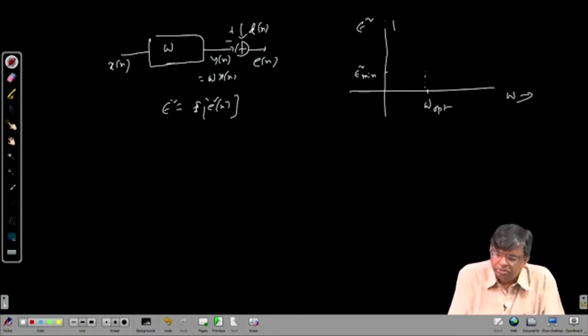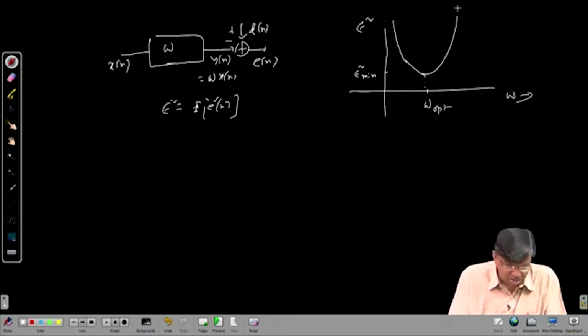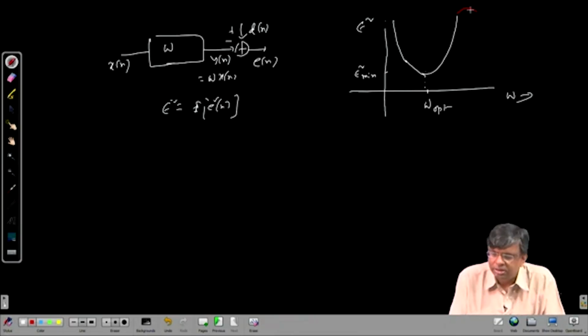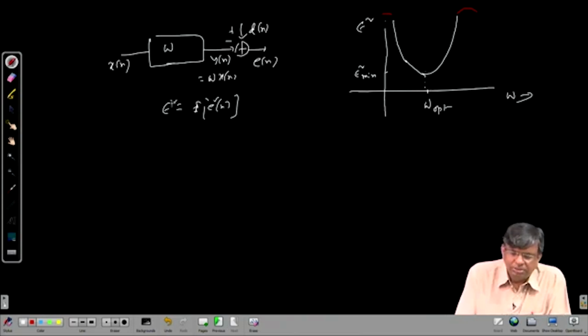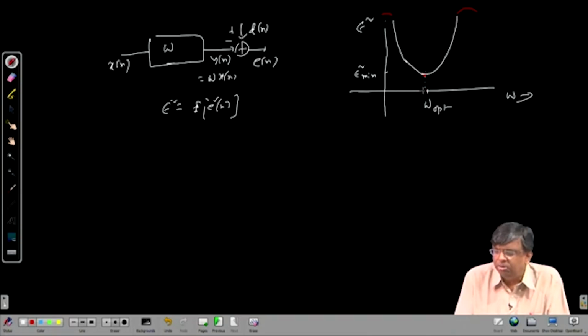And moreover, if I go along on both sides, it will only go up, up, up. It can never come down, because when I differentiate it with respect to w and equate to 0, I get only a single solution, not multiple solutions. So, the gradient, that is the derivative, will be 0 only at one point. So, it can have a unique minima, only one minima. It cannot have multiple minima or multiple maxima.